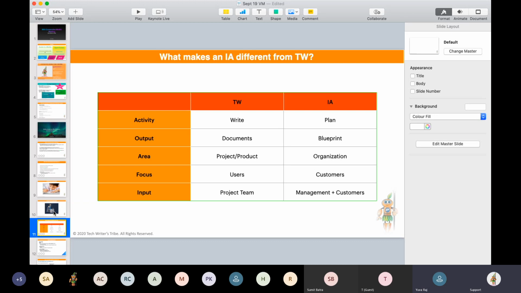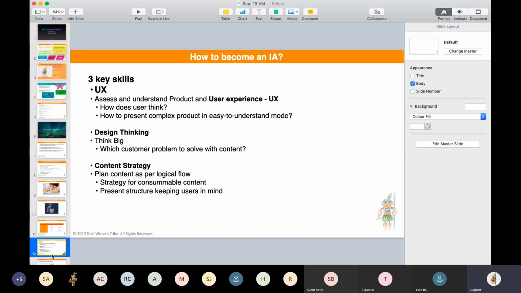So when you see the points under IA, the area is the organization; the IA is thinking about the organization, and that's why all this. The input part is self-explanatory. Since writers mostly interact with the project team, input comes primarily from project teams, and the IA interacts with the organization and has to think about customers. The IA has to interact with senior management and the customers also. So I hope this is clear, and let's move to how I can become an IA.